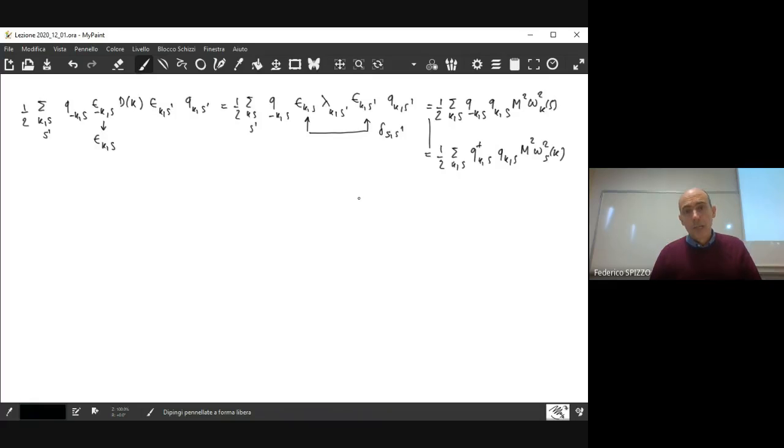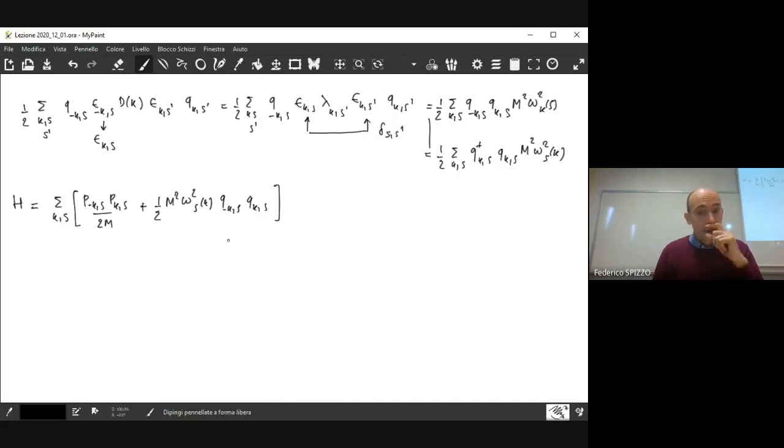At this point, if you join the two terms and you rebuild the initial Hamiltonian operator, then you have that the full H is equal to a summation over k and s of P minus k s P k s divided by twice the ionic mass, plus 1/2 M squared omega squared of s, depending on k, Q minus k s Q k s.